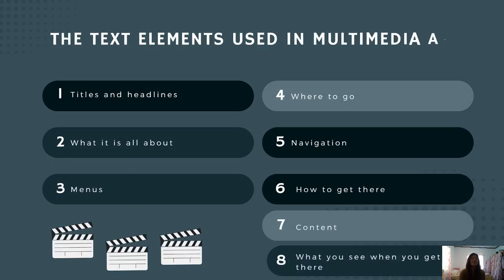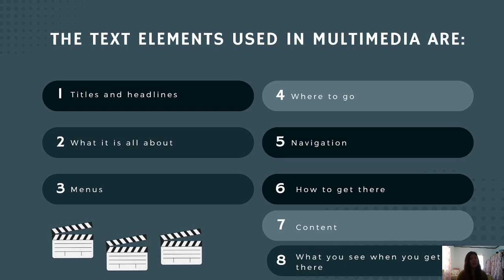The text elements used in multimedia are titles and headlines, what it is all about; menus, where to go; navigation, how to get there; and content, what you see when you get there. Text is used for information, as we saw earlier. It's also a guide for how you are going to use this.